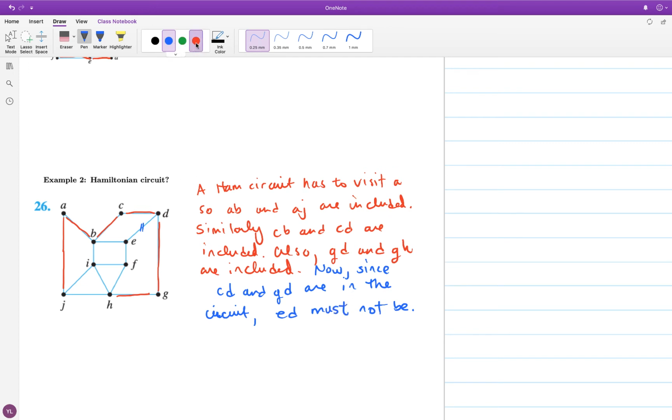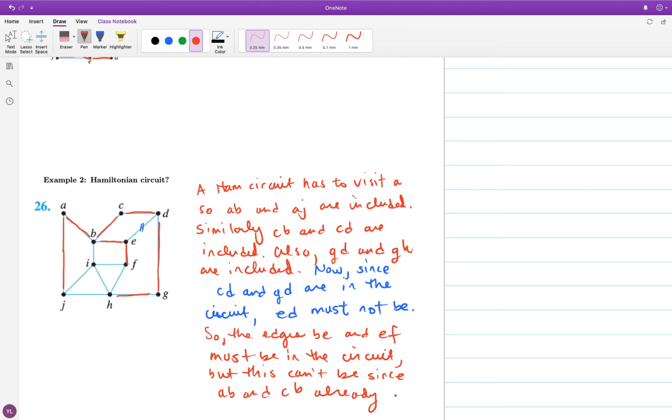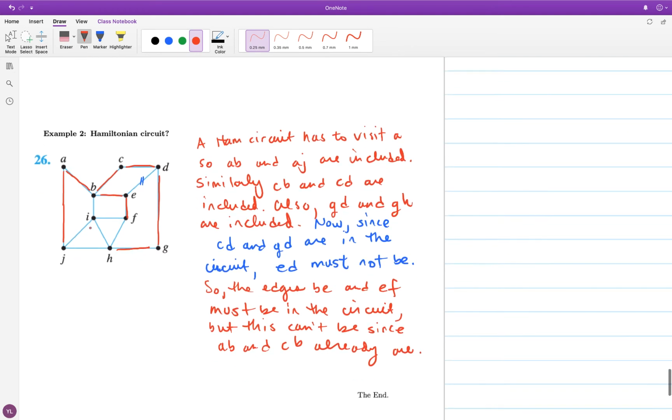Okay, and if the circuit is to visit E, which it has to, it must have these 2 edges. But now I've arrived at a contradiction because I've already got these 2 edges connected to B. I can't add a third. Okay, so there's an argument that this graph does not have a Hamiltonian circuit.